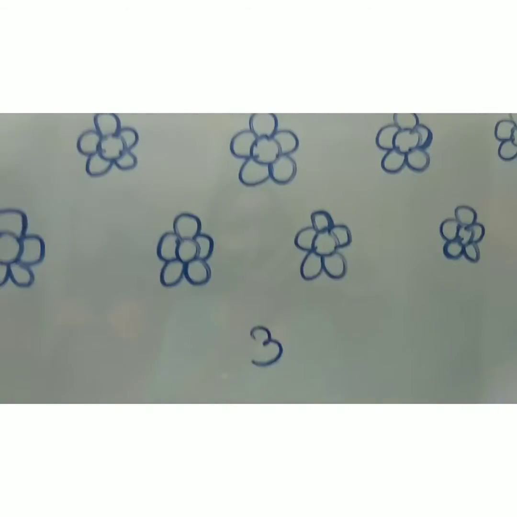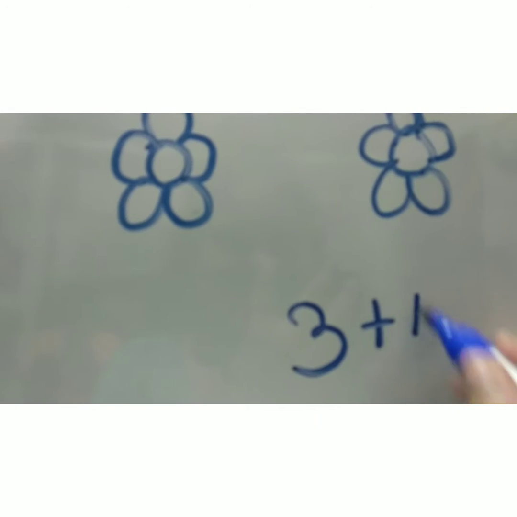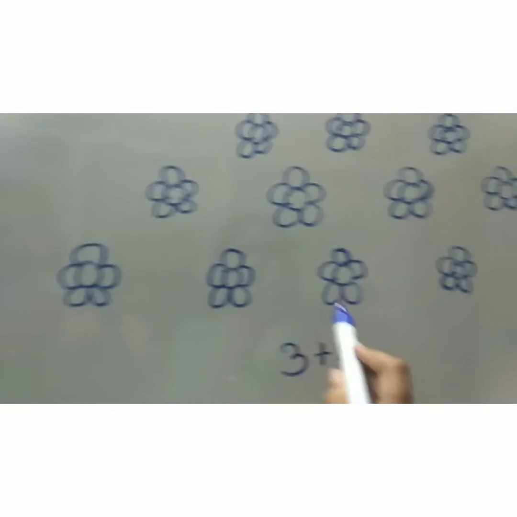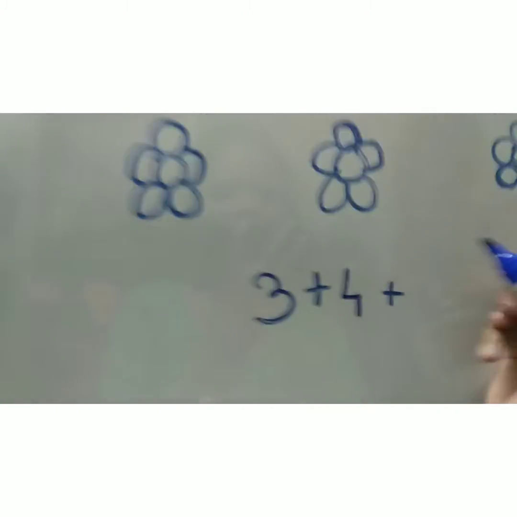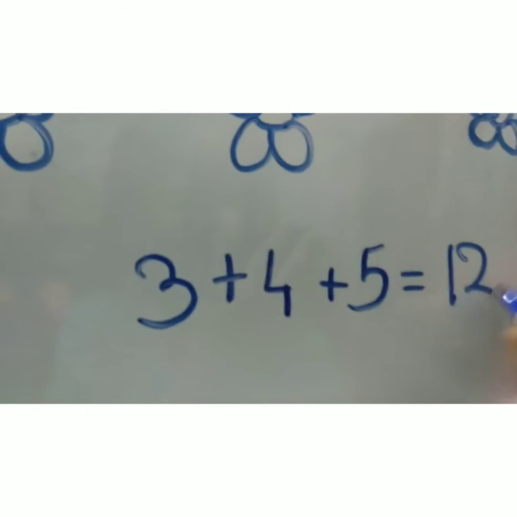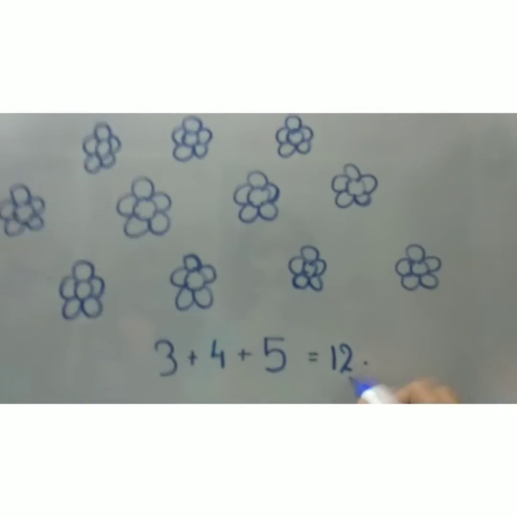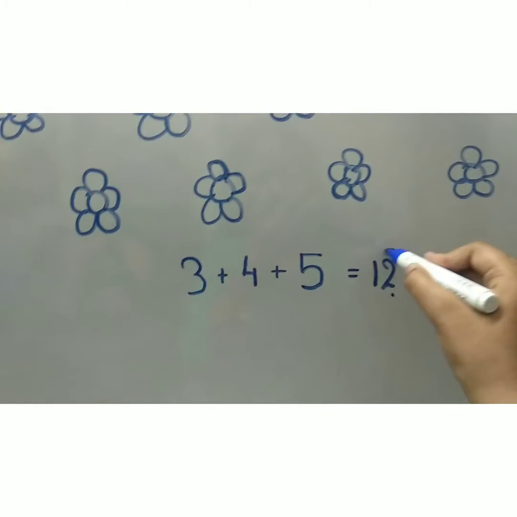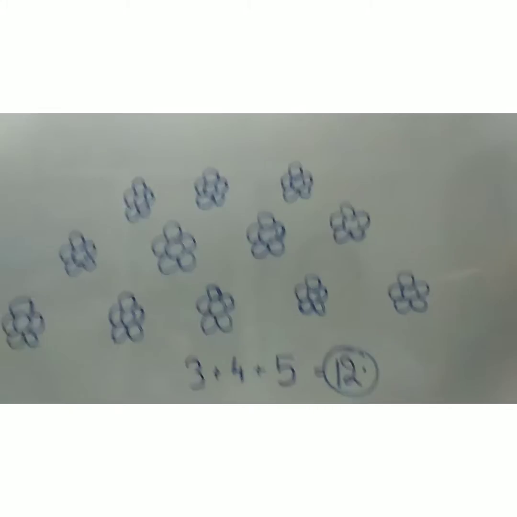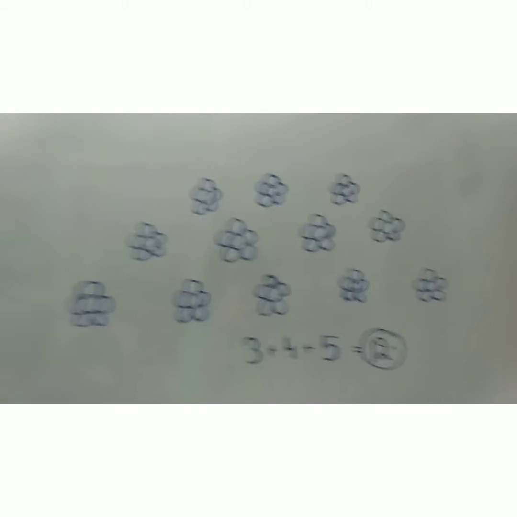So 3 plus 4 plus 5 is equal to 12. So there are a total of 12 flowers. There are a total of 12 flowers on the board.